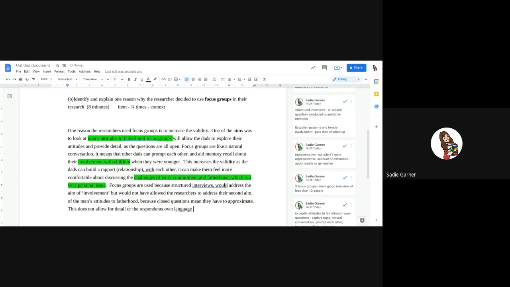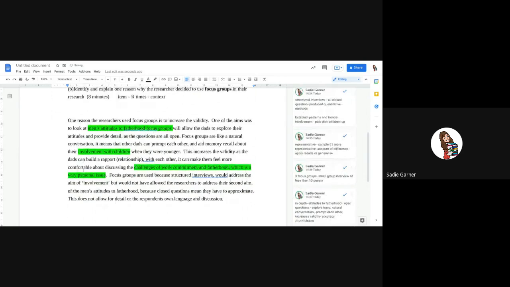Okay, focus groups are used also because they use structured interviews, and the structured interviews would have addressed the aim of the involvement. How much did they do? But it wouldn't have allowed them to address the aim of men's attitudes to fatherhood, because the closed questions mean they have to approximate, and it does not allow for detail or the respondent's own language and discussion. So the second aim would not have been met without focus groups.